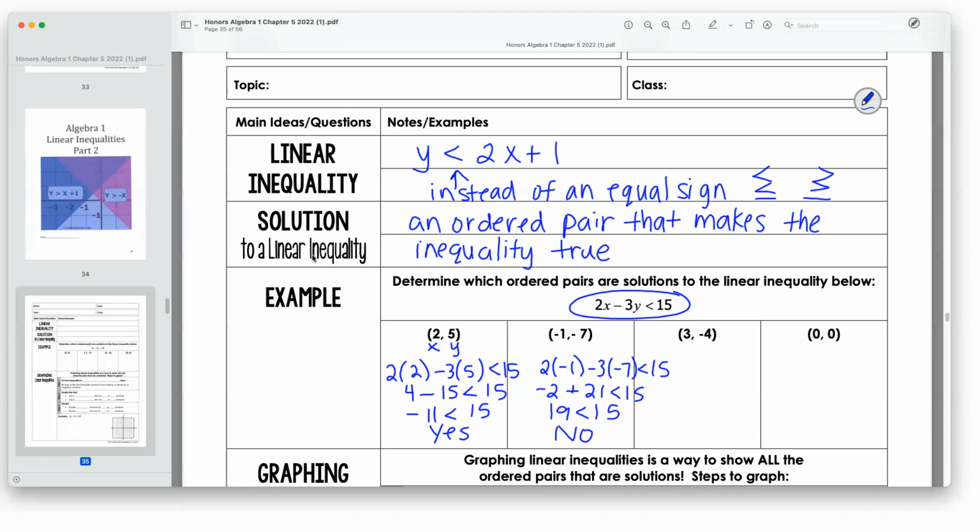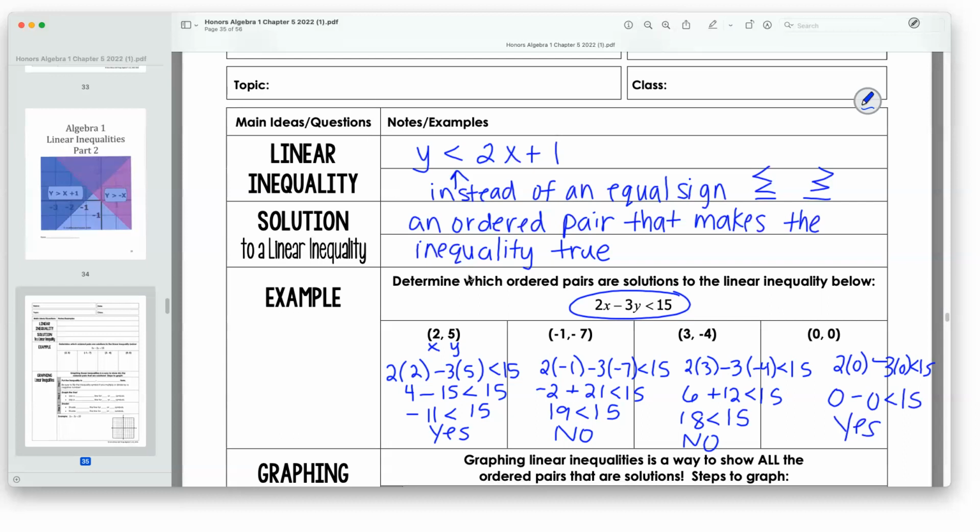Go ahead and pause and try the next 2. All right, so we would take 2 multiplied by 3, minus 3 times negative 4, and see if that's less than 15. So this is going to be 6 plus 12. Is this less than 15? No, because that's 18. 18 is not less than 15, so no. Let's try (0, 0). So 2 times 0 minus 3 times 0, is that less than 15? Well, 0 minus 0 is 0. 0 is less than 15, so that would be yes.